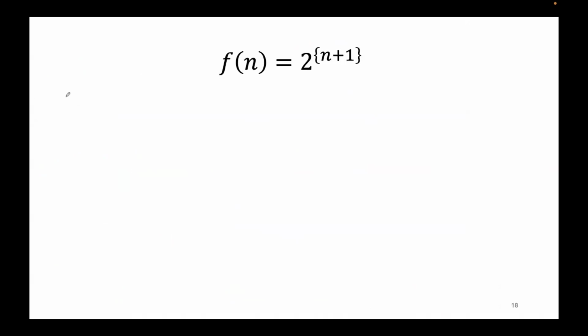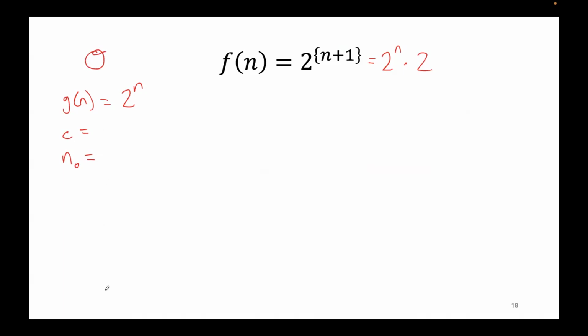Okay, so our candidate g of n is 2 to the n. The way we got there was knowing that 2 to the n plus 1 is 2 to the n times 2. And then we throw away the constant, just look at the thing that's in terms of n. All right, this is our candidate. Does anybody have a C and an n naught for which this is the upper bound?